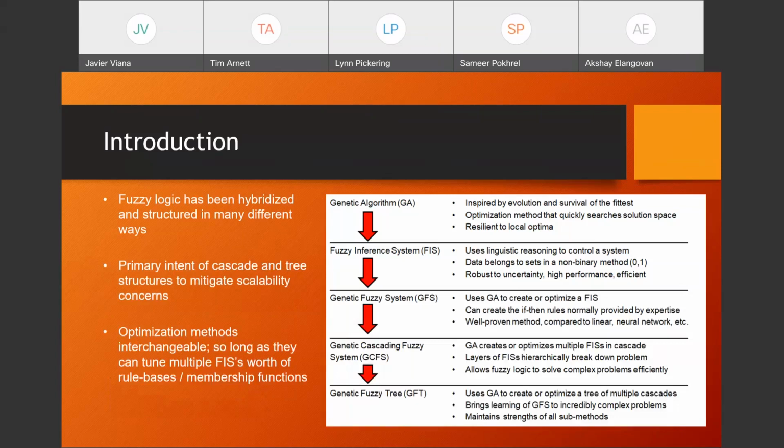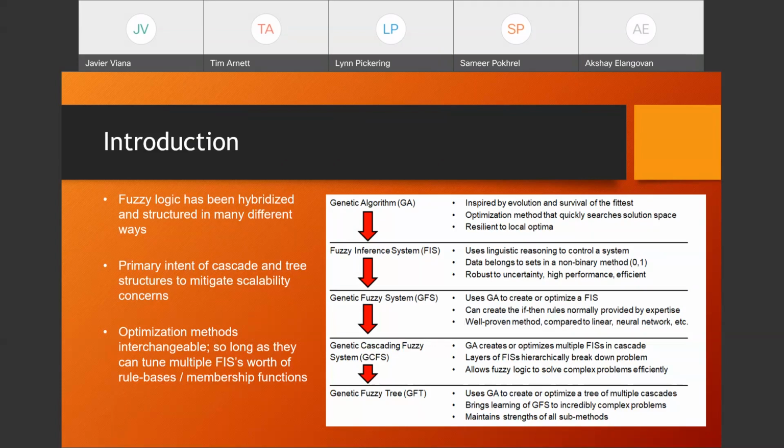So again, fuzzy logic has been hybridized and structured in many different ways. On the right, we have sort of a timeline of what has happened with specifically genetic fuzzy systems. But I wanted to highlight this because of what happened with fuzzy trees. So genetic algorithms, these have been around for a while, but these are inspired by evolution and survival of the fittest. They pair very nicely with fuzzy inference systems to create genetic fuzzy systems in order to learn the parameters of the membership functions, the rules, the output membership functions, normalization gains, all of that.